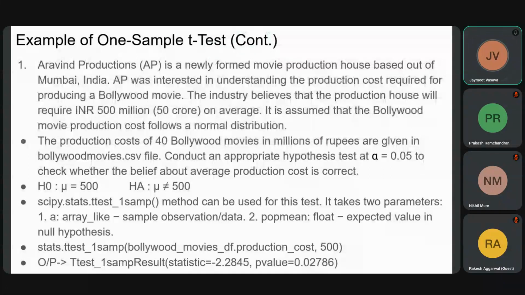So this implies that the sample mean is less than the population mean and has only a 2.7% probability of being part of the distribution. So as the p-value is less than 0.05, we can conclude that the sample mean rejects the claim that the production cost is equal to 500.